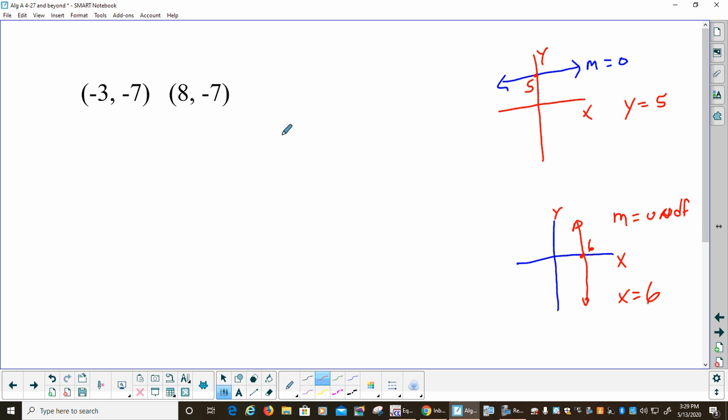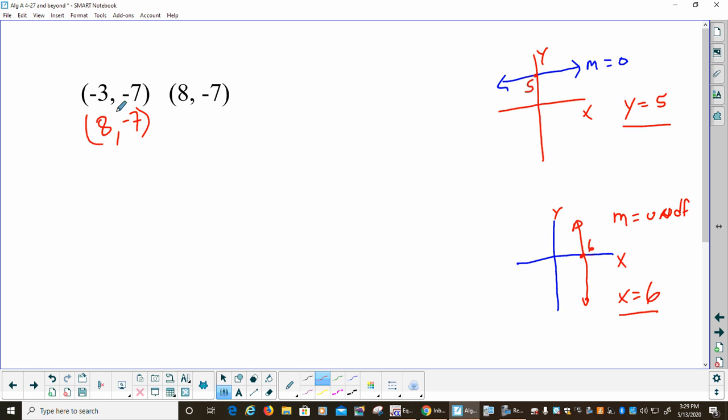So first thing you have to do is find the slope. If it's 0, that's what your equation will look like. The first thing you do is find the slope. If it's undefined, that's what your equation will look like. That's what you need to take away from this. If the slope is 0, it's only y equals. If the slope is undefined, it's only x equals. So here goes. First thing you're going to do is find the slope.